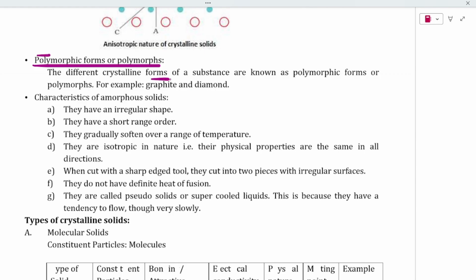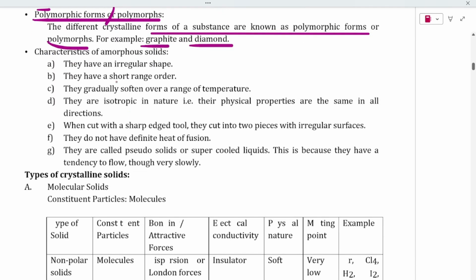It forms substances known as polymorphs, also called polymorphic forms. An example is graphite and diamond. Now amorphous solids: amorphous properties, they have an irregular shape and short range order.